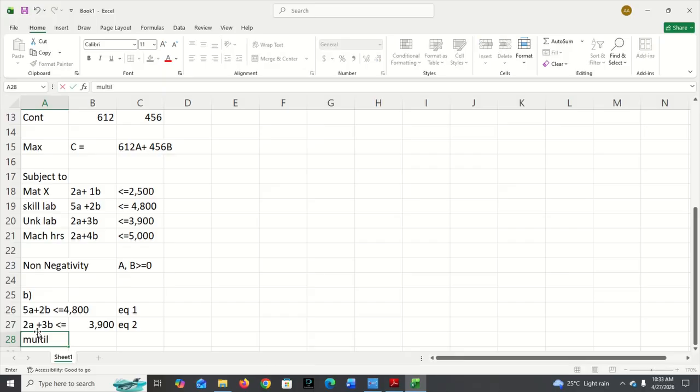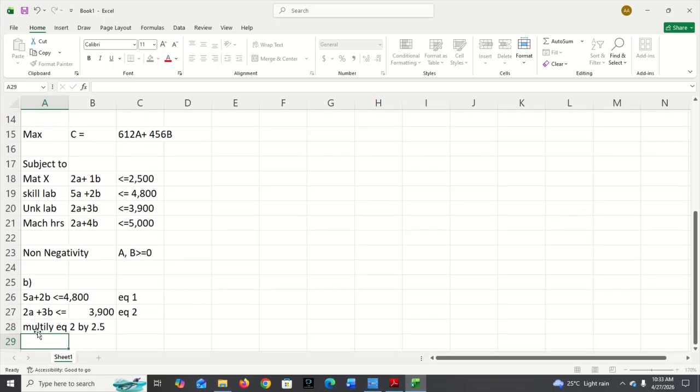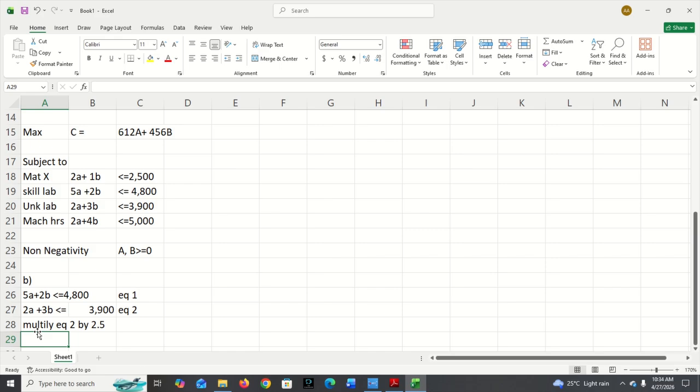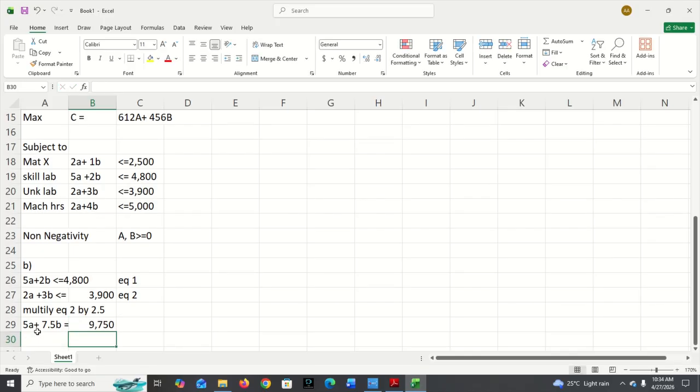So the next step is we multiply equation 2 by 2.5. 2.5 times 2a gives us 5a, plus 2.5 times 3 gives us 7.5b, less than or equal to 39 multiplied by 2.5, which gives you 9,750. You can confirm with your calculator. 9,750. So these are equation 3.